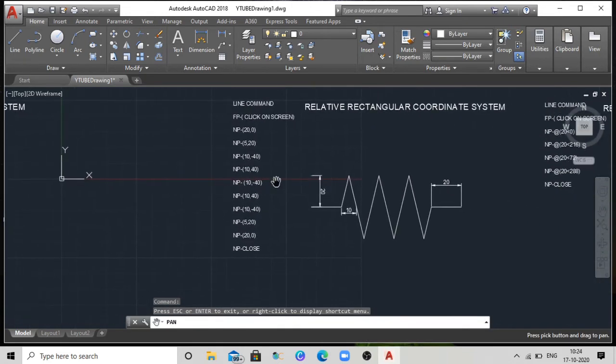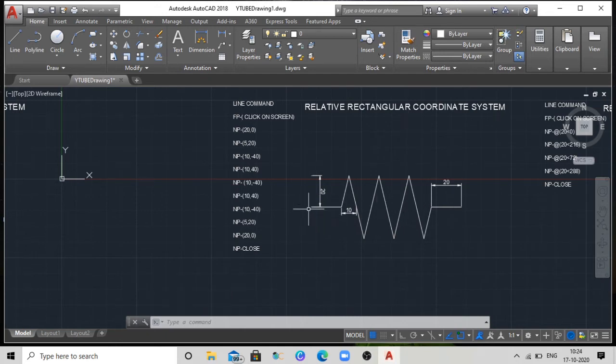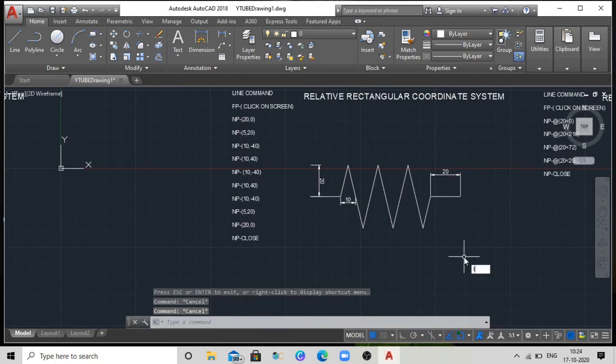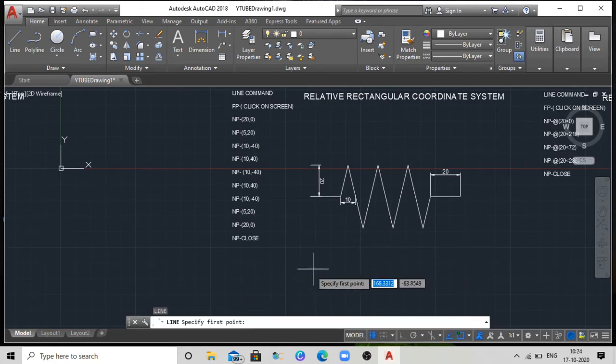Now we will take another coordinate system in AutoCAD, which is the relative rectangular coordinate system. In the relative rectangular coordinate system, the x and y distances are measured from the previous point. Means it is not taken from the origin, it is taken from the previous point. So we will start the example. First we will take the line command. First point we will take anywhere on the screen.